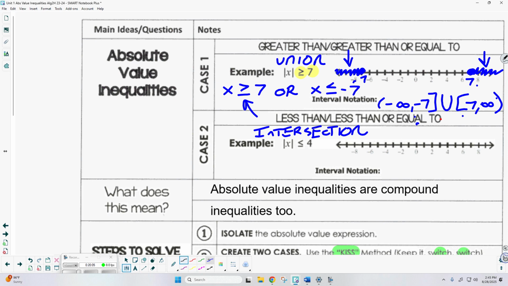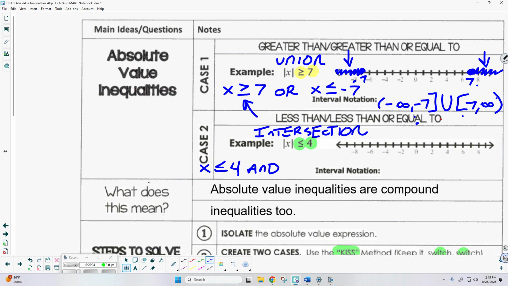Okay. All right. Now let's go ahead and take a look at case number 2. This is the intersection. So the absolute value of x is less than or equal to 4. Keep it. So the first thing, all I'm going to do is drop the bars. So x is now less than or equal to 4. And here are the 2 items that I'm going to switch. Okay. Switch, switch.